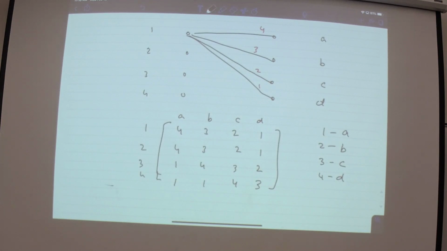So let's look at 1 and 2. 1 has 4, 2 has 3. Is there a way to swap them? No. You get the same cost. We don't swap them.